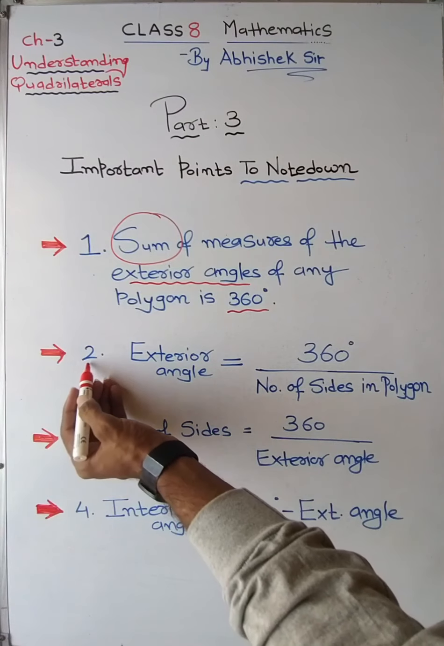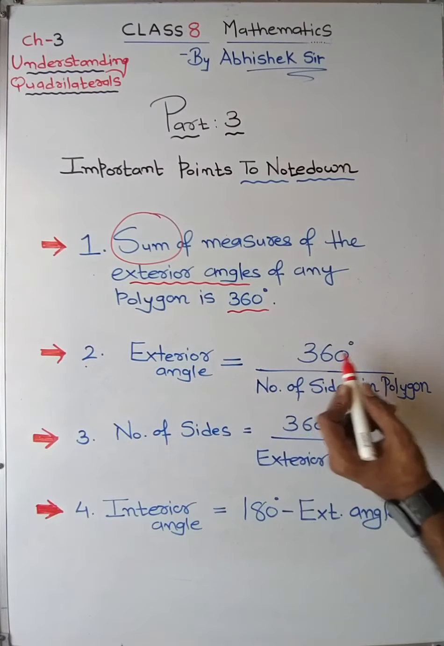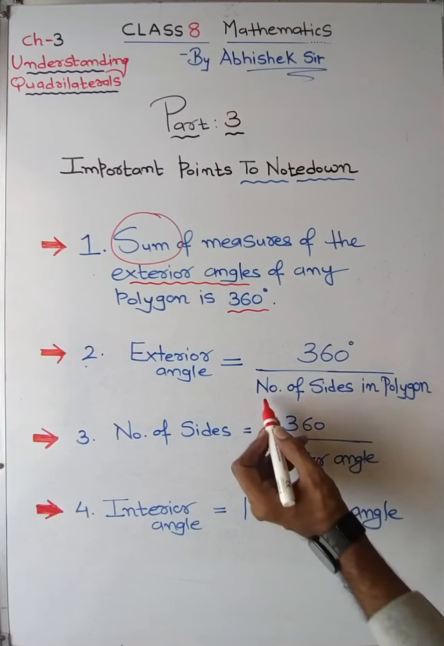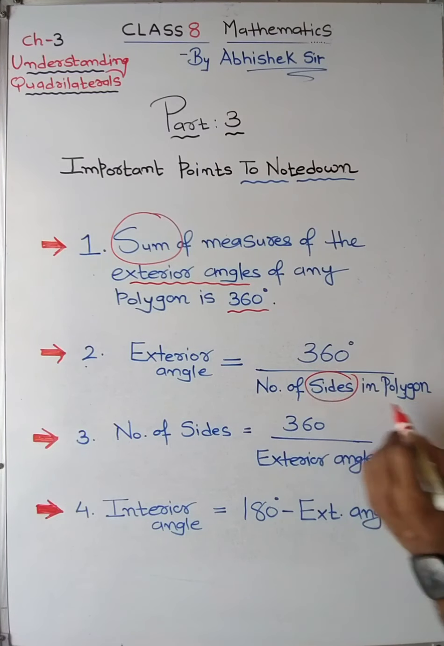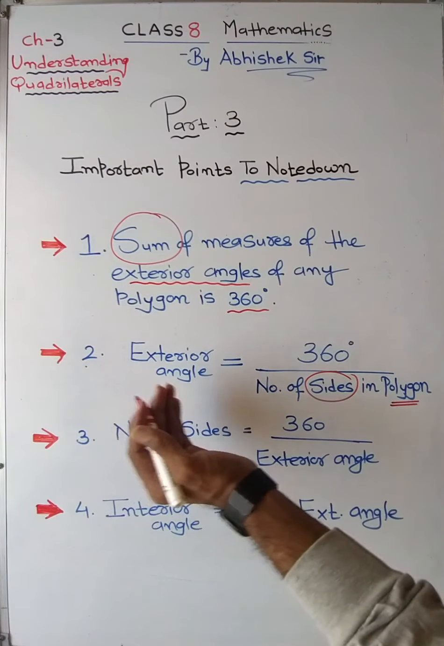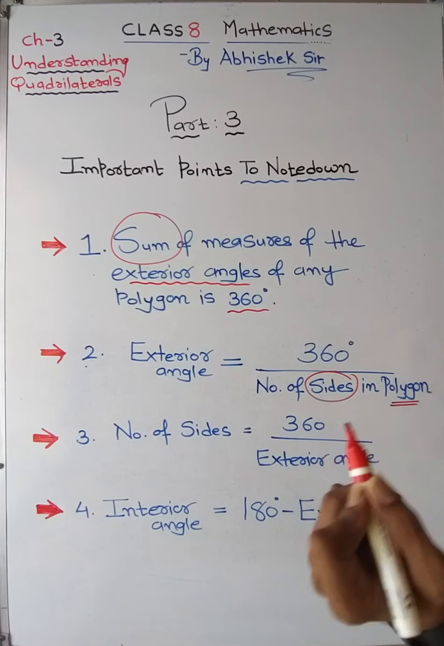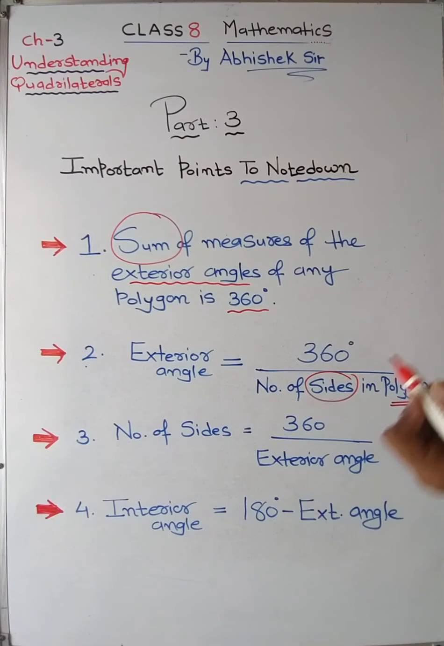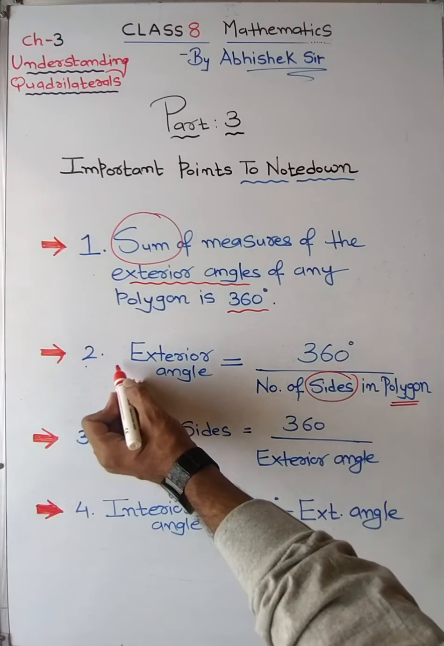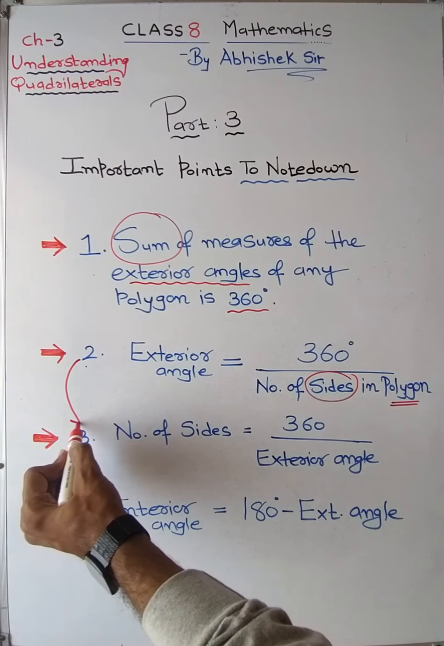Now the second important point is: exterior angle equals 360 upon number of sides in the polygon. Okay, so here we are relating exterior angle with number of sides because we will be solving questions related to this in exercise 3.2.